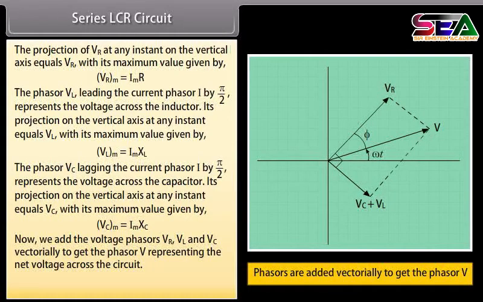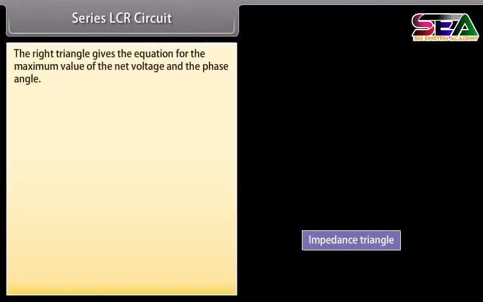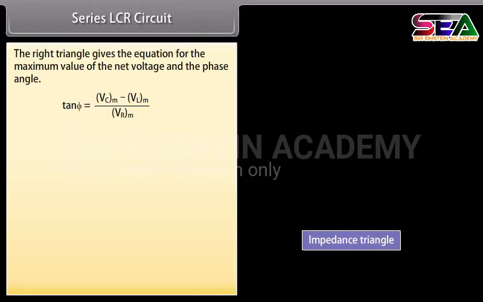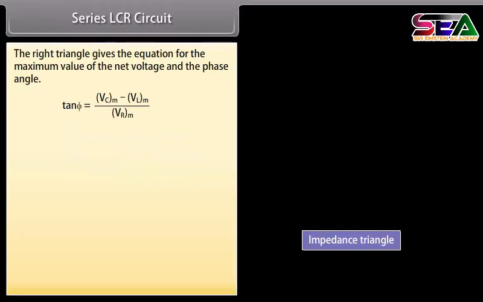Now, we add the voltage phasors VR, VL and VC vectorially to get the phasor V representing the net voltage across the circuit. V maximum is equal to under root of VR maximum square plus (VC maximum minus VL maximum) square. The right triangle gives the equation for the maximum value of the net voltage and the phase angle. Tan phi is equal to (VC maximum minus VL maximum) upon VR maximum.